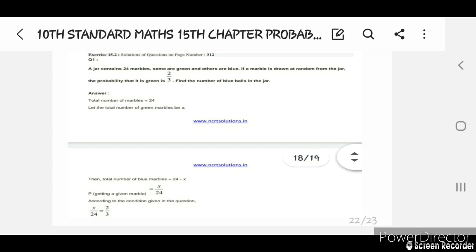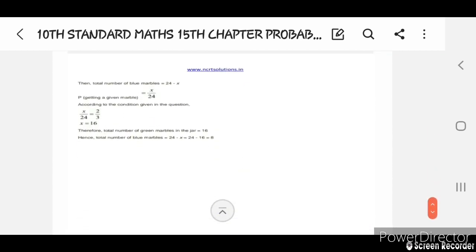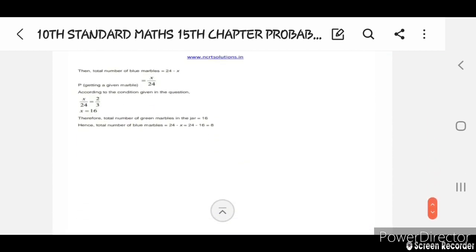Total number of balls is 24. Let the number of green marbles be x. So x by 24 is equal to 2 by 3, the question they have given. When you cross multiply and finish that, you will get 16 as the answer. So therefore the number of blue balls is 24 minus 16. The total number of blue balls present in that jar is 8.